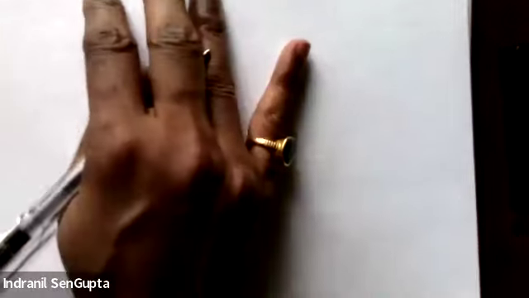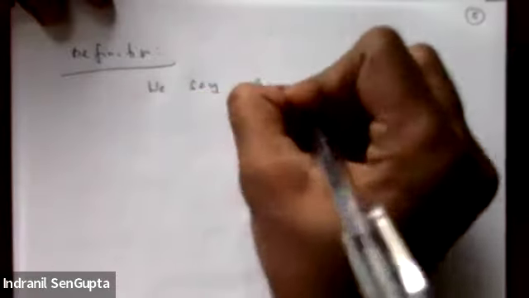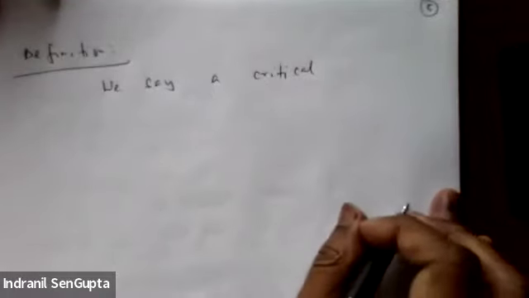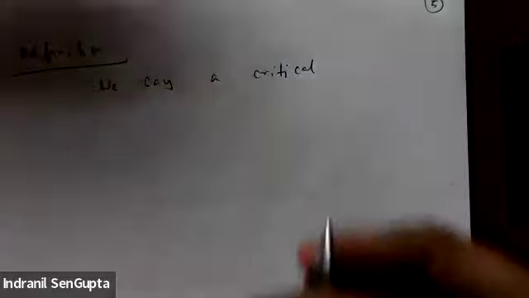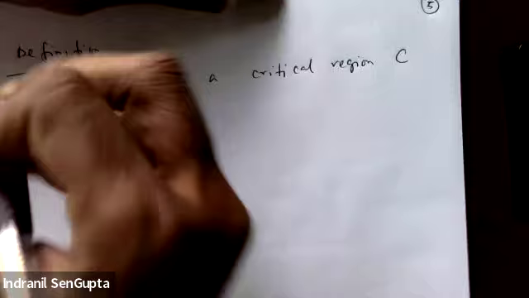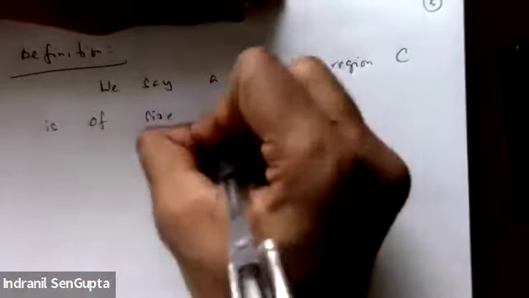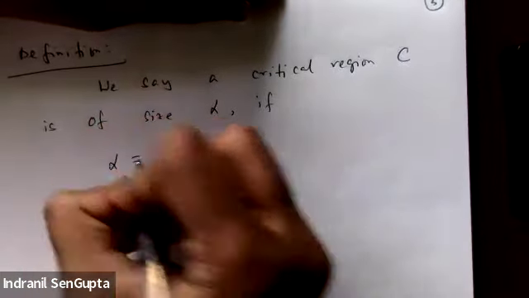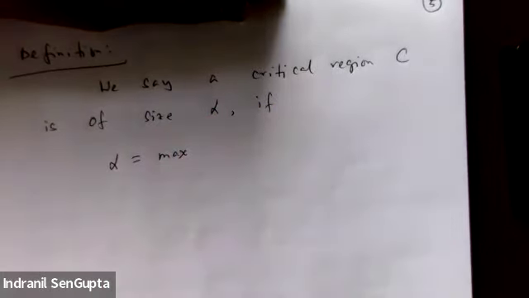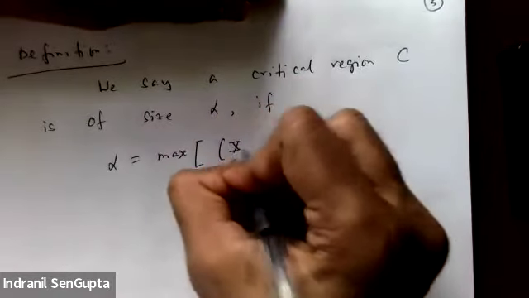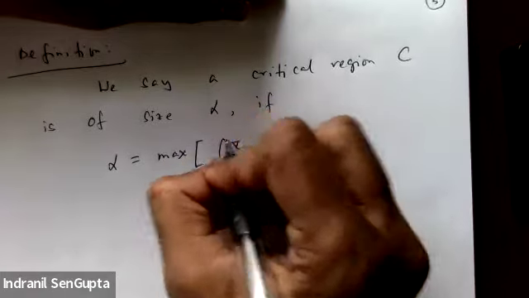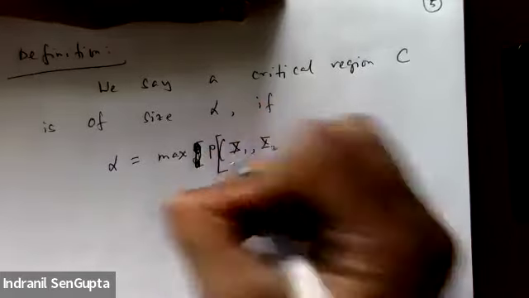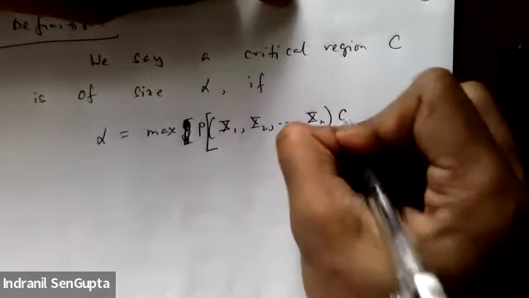So here is another definition. We say a critical region, again, the region for which we will be rejecting the null hypothesis, region C, is of size alpha if alpha is the maximum of the probability that x1, x2, xn is in C.